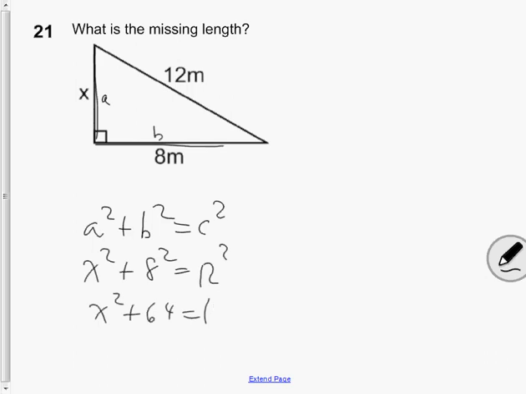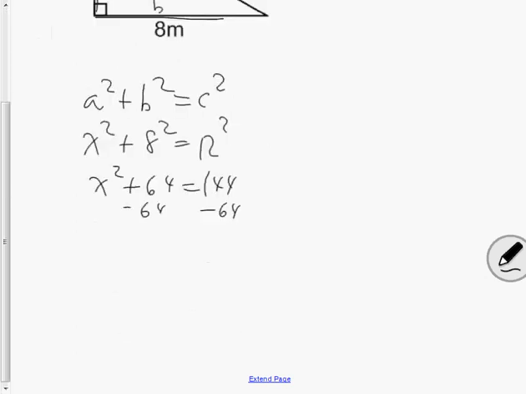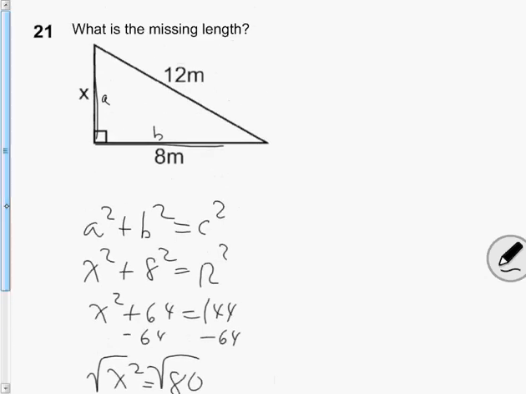So when I simplify it, I get this. And when I isolate, I'm going to get rid of this 64. And I get x squared equals 80. Now, since I know that 9 squared is 81, then this must be just a little bit less than it. So if I square root both sides, square root of x squared is x, and the square root of 80 is just a little bit less than 9. So 8.9 is a good approximation for the length of the missing leg.